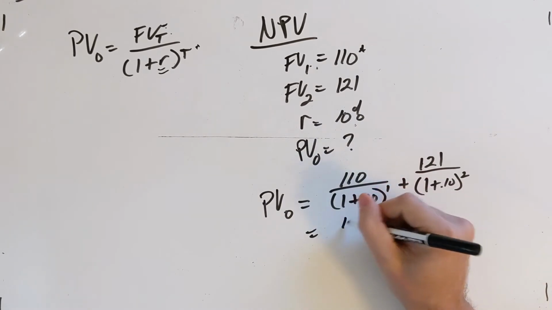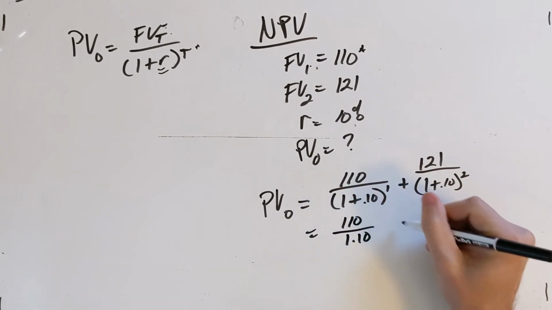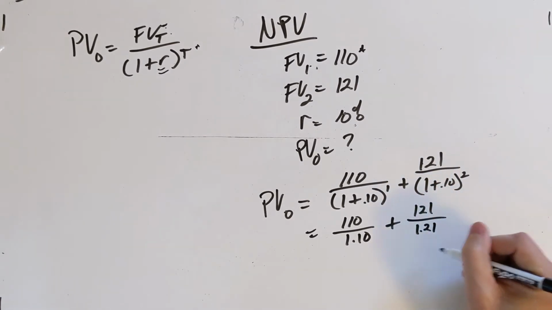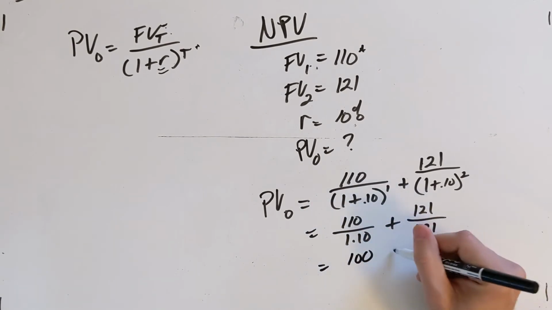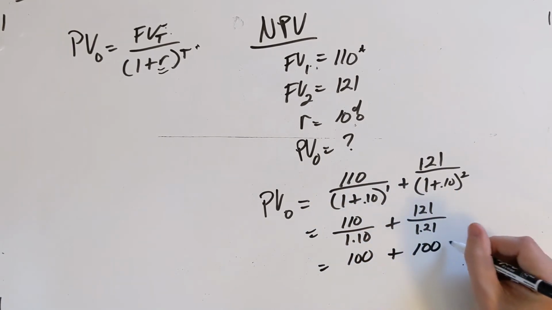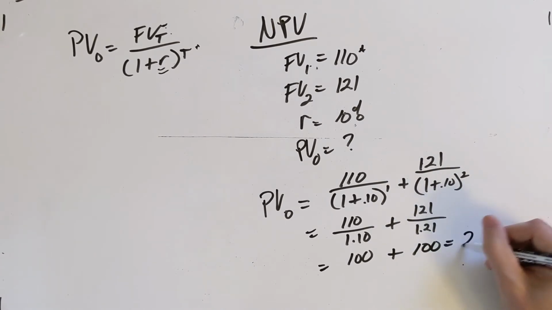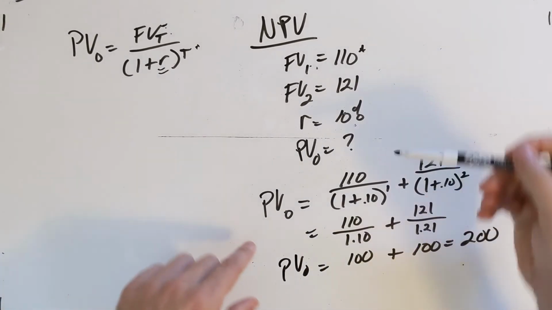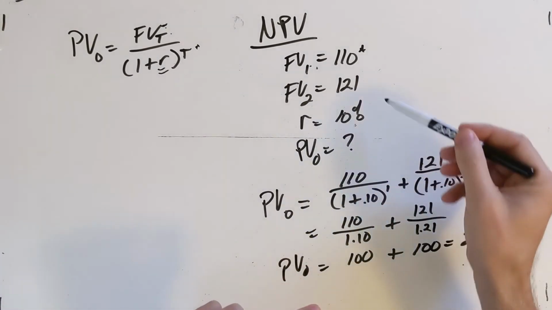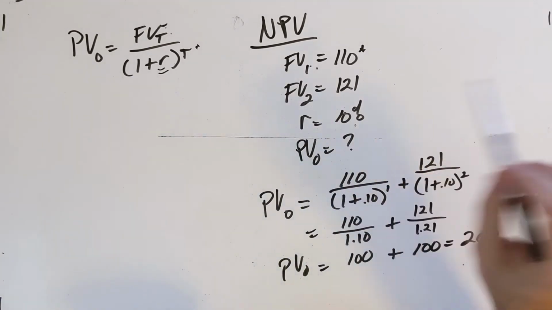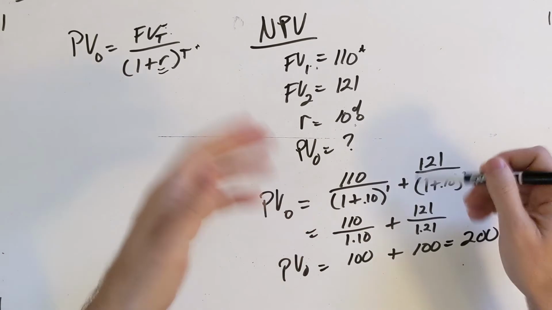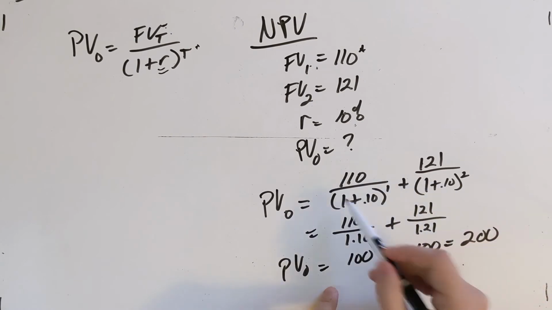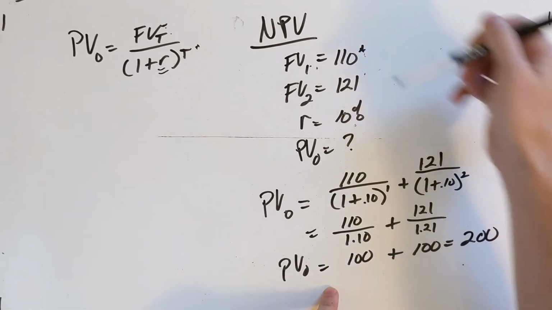Well, this ends up being 110 divided by 1.1 plus 121 divided by 1.21. So this ends up being equal to 100. This is equal to 100. And this is equivalent to a present value today of $200. So this is basically saying, hey, if you borrowed $200 right now and the interest rate was 10% and you wanted to pay it off over the next 2 years, you could make these payments and that would work out. The present value of these 2 future cash flows is $200.